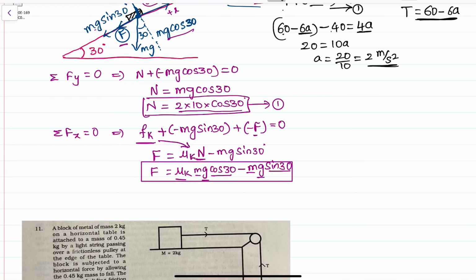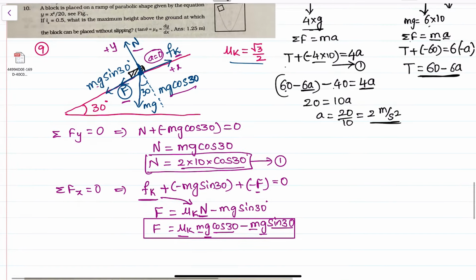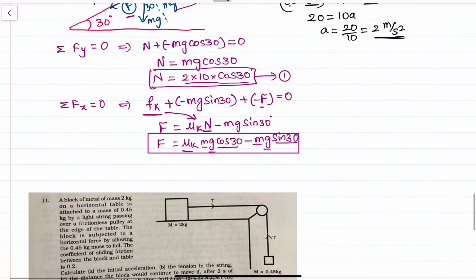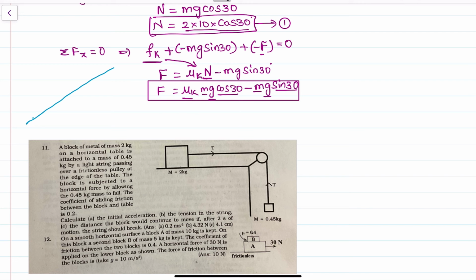Next, I am going to discuss the second case, B. What force should be applied to the block so that it moves up without any acceleration? In this case, the particle should move upside. What are the forces acting on it? One is the gravitational force mg, another is the normal force. I am resolving into components: mg cos 30 and mg sin 30, the same situation.